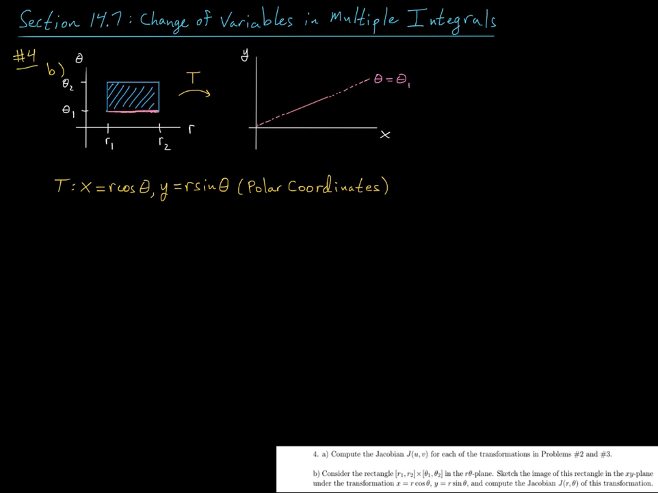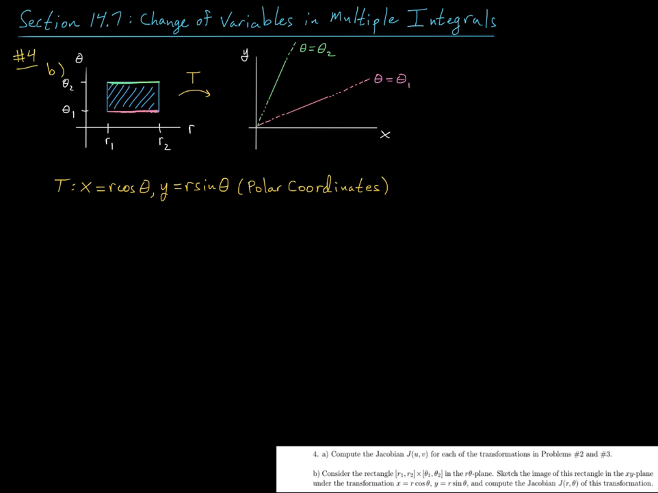And since we're restricting ourselves for r to be between r1 and r2, we're going to get the portion of this ray as we move from a distance of r1 to the origin out to a distance of r2 to the origin. Okay, so then looking at the top edge, likewise, we're holding theta constant, so that's going to give us this ray here where theta is equal to theta 2, and again we're letting r vary from r1 to r2, so we just get this portion of that ray.